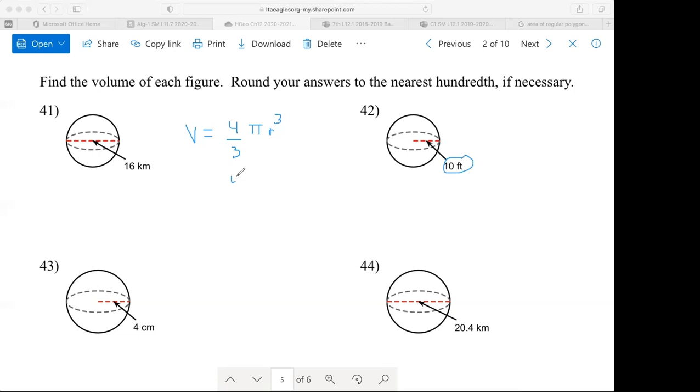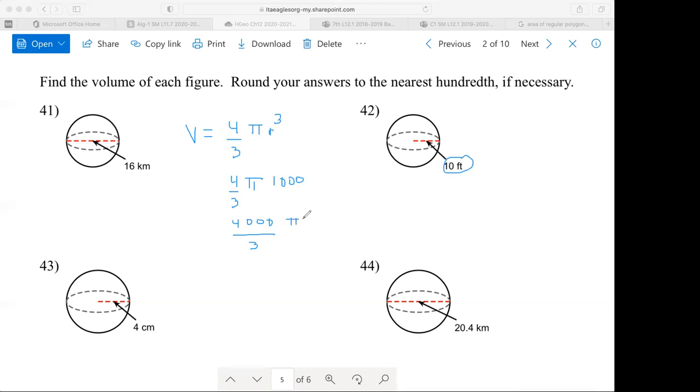So that would give me 4/3 times pi. 10 cubed, 10 times 10 is 100 times another 10 would be 1,000. So 10 cubed would be 1,000. Unfortunately, 3 doesn't go into 1,000. So you're left with 4,000. 4 times 1,000, 4,000. 4,000 over 3 times pi.